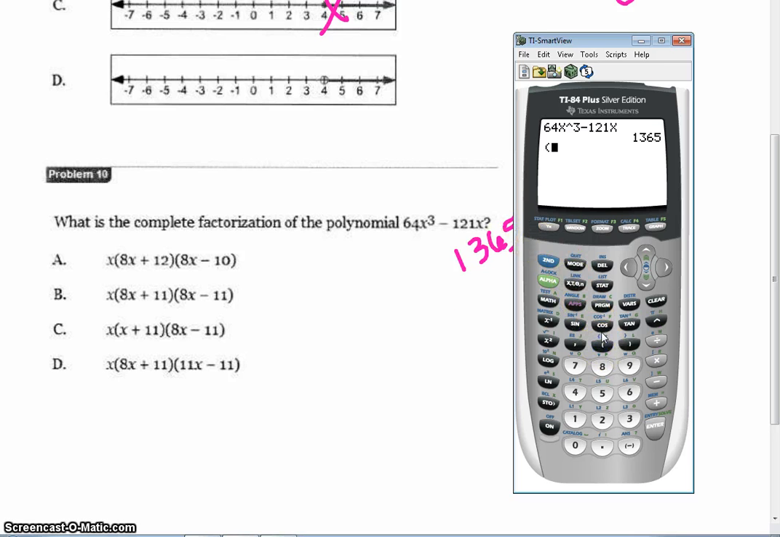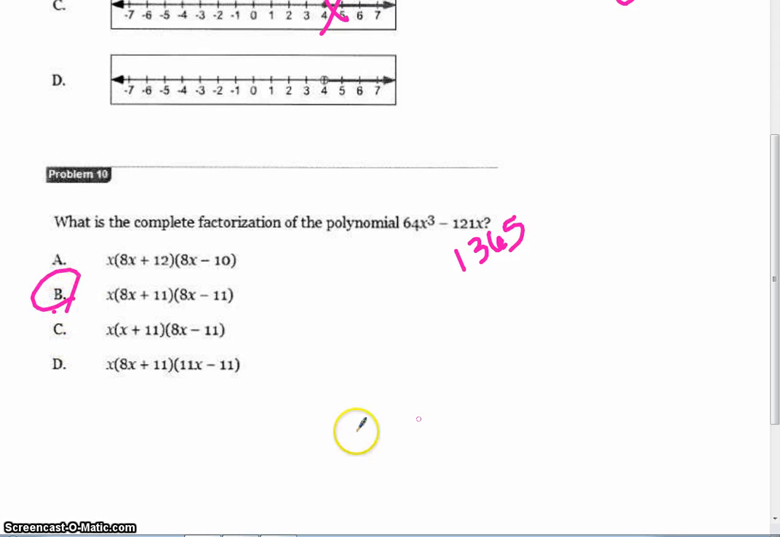So now for the first one, you're going to have x open 8x plus 12, close, open 8x minus 10. You do not get 1365. Okay, so x open 8x plus 11, close, open 8x minus 11. 1365, there's your answer. On the day of the test, I would expect you to try C and D also, just to make sure you didn't punch something in wrong.